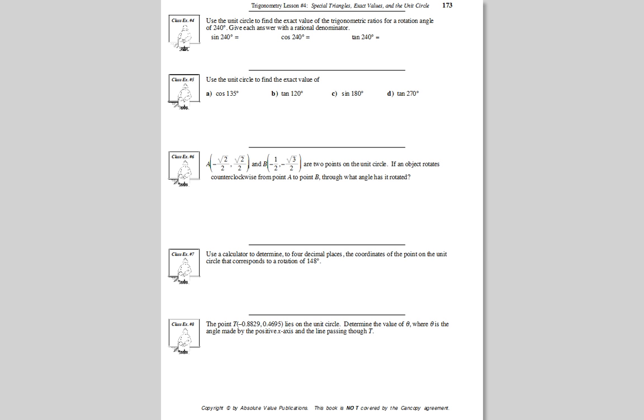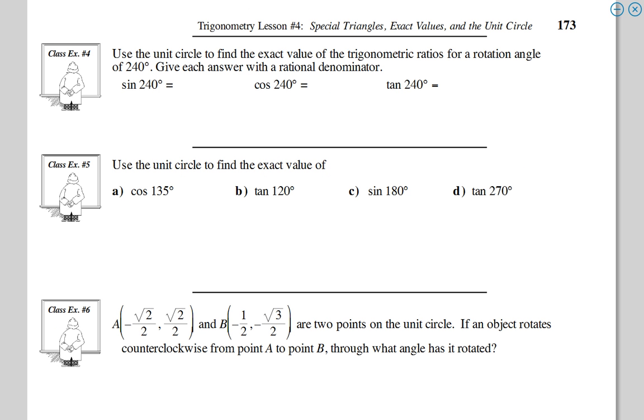Okay, let's run through this quickly. Find 240 on the unit circle, down in the bottom left, and it wants the sine, so just the y coordinate, root 3 over 2. Everybody find 240. See that the y coordinate is negative root 3 over 2.